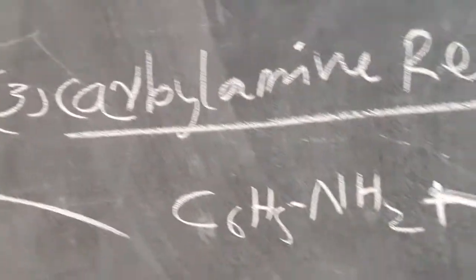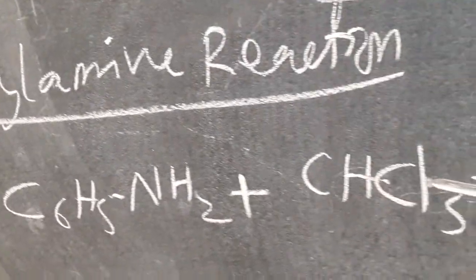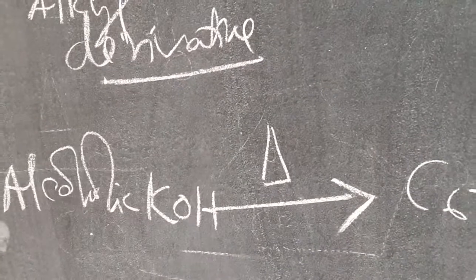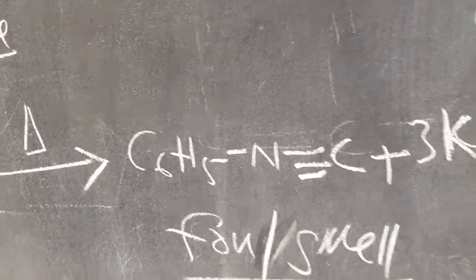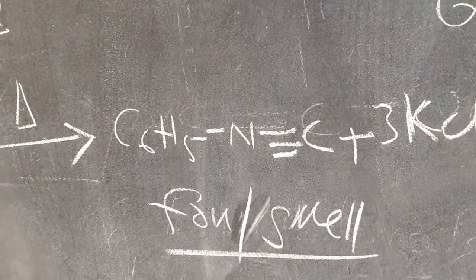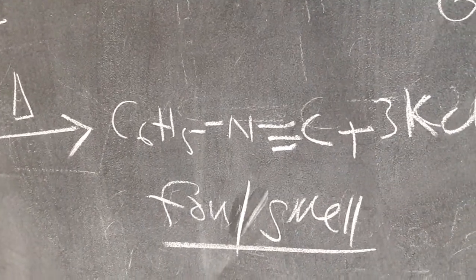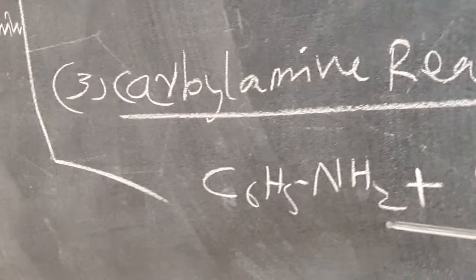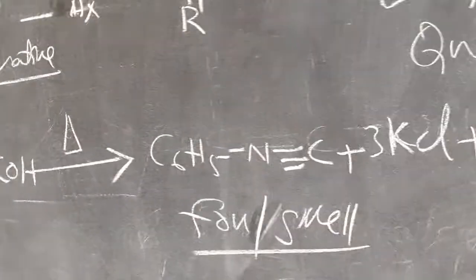Carbylamine reaction is a reaction in which a primary amine is reacting with chloroform and alcoholic potassium hydroxide. Potassium hydroxide, temperature, and you are getting a very bad smelling, foul smelling gas, that is isocyanate, in this case phenyl isocyanate, and potassium chloride and water are the side products. Every primary amine will show this carbylamine reaction and corresponding isocyanate will be formed.